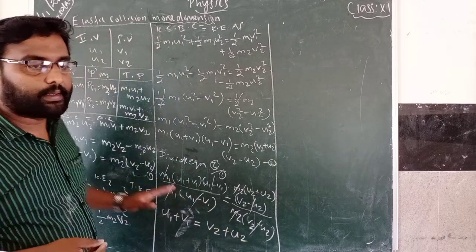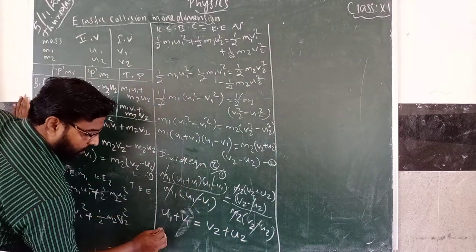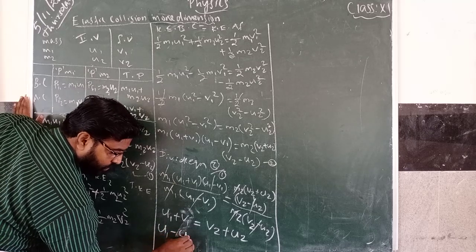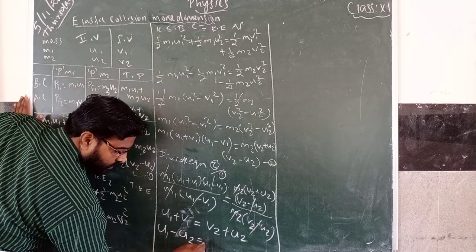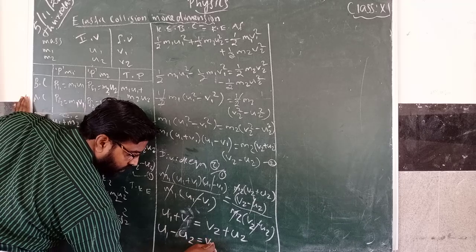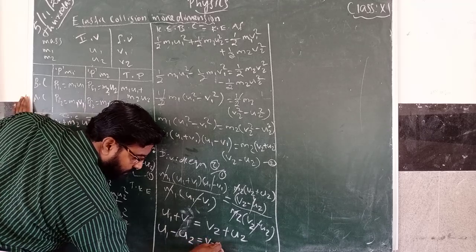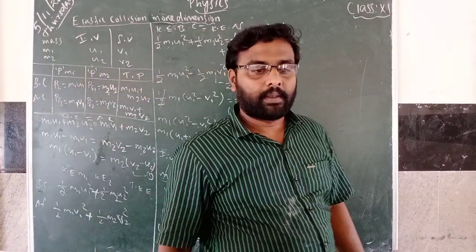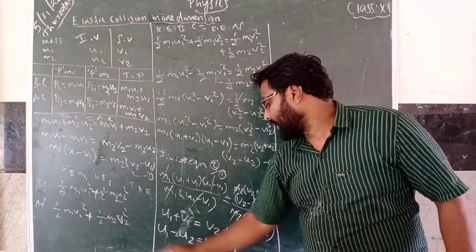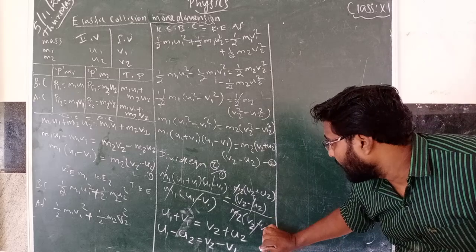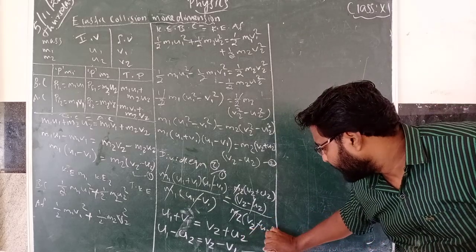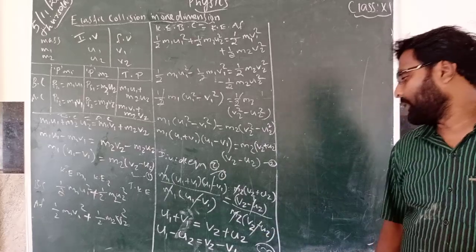You can rearrange and write: take this u2 to this side, u1 minus u2 equal to v2 minus v1. After rearranging this, you can call it equation number 3. Okay.